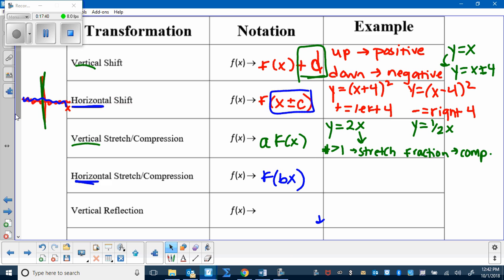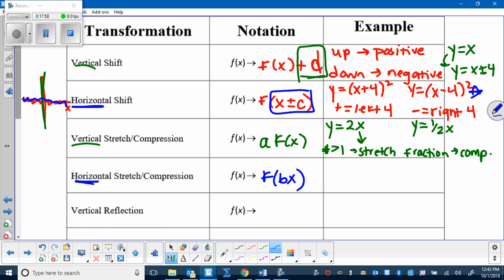Now, it has to be inside the parentheses, and it's still opposite. So up here, even though left on your x-axis is negative, we have a plus sign. And even though right on your x-axis is positive, we have a minus sign. So anything that says horizontal is exactly the opposite of what you would think.